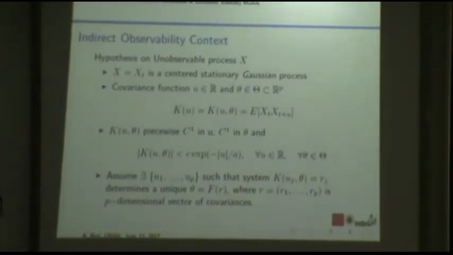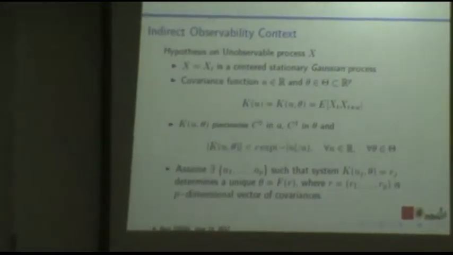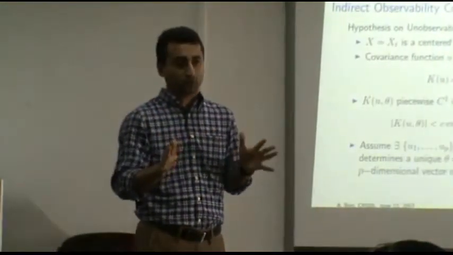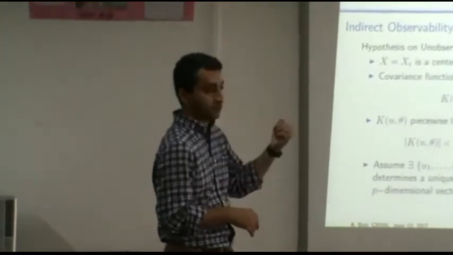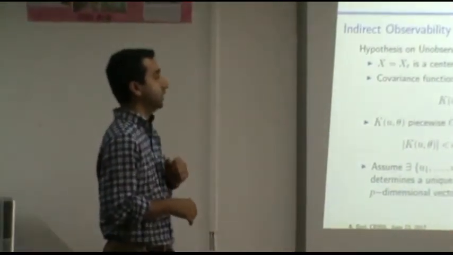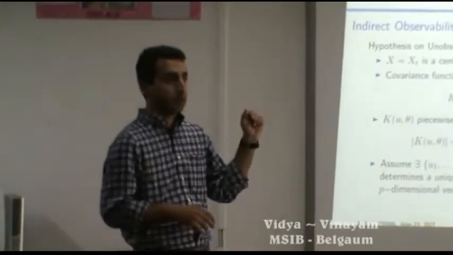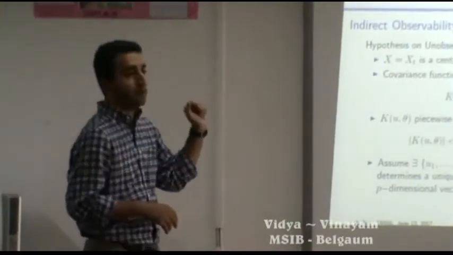The following is the hypothesis on the unobservable process X. X is a centered stationary Gaussian process. Gaussian, because it allows us to compute a lot of these L2 norms, L3 norms in closed form. So it's an assumption which we work with. And then we have this covariance function, denoted here by K(u).